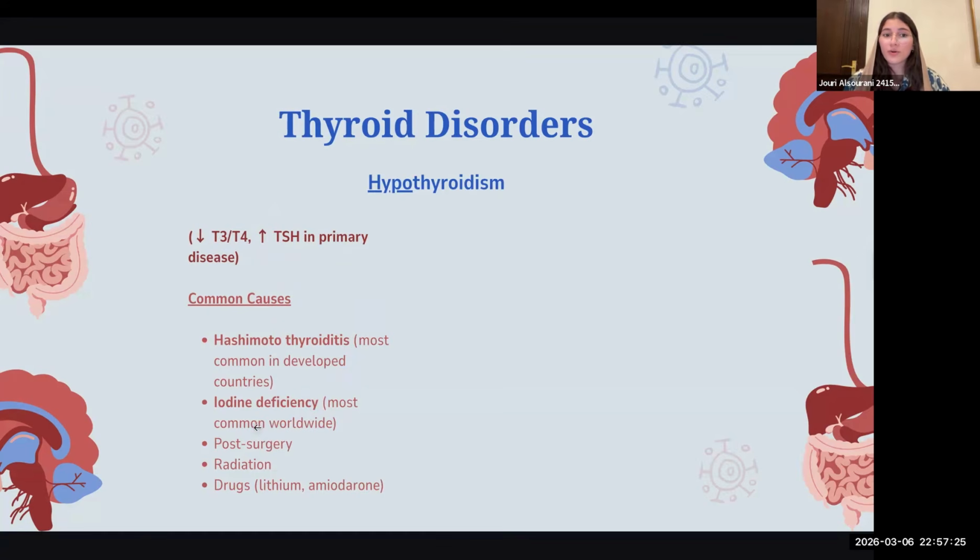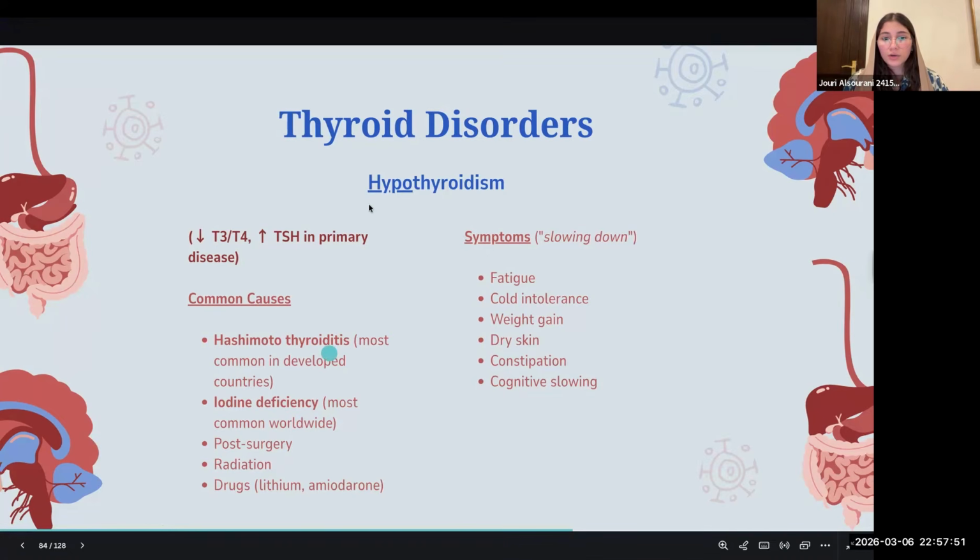Worldwide, the most common cause of hypothyroidism is iodine deficiency. But in developed countries, we have Hashimoto thyroiditis, which is the most common. It can also be other things like after surgery, radiation, drugs, so on. And again, when we think of hypothyroidism, hypo, so less. So all the symptoms are going to point towards slowing down. Radiation can be from chemotherapy. It can be different types of radiation. I think here they just spoke about it generally, but it is not very relevant to you now as first years.